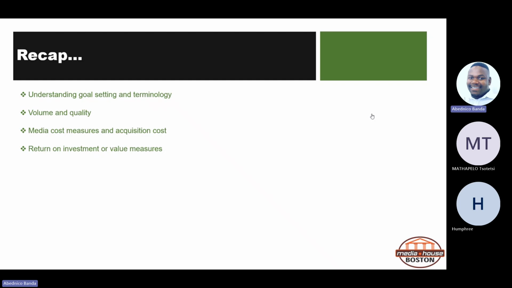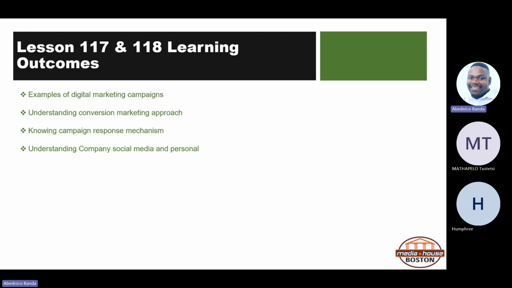So we are going to continue from that, but with this lesson, we will be looking at examples of digital marketing campaigns. These are generic, of course. And you also need to understand the conversion marketing approach. As I've said, we know what the word conversion is. This word conversion is also available on the REST model, and it can also be related to customer acquisition.